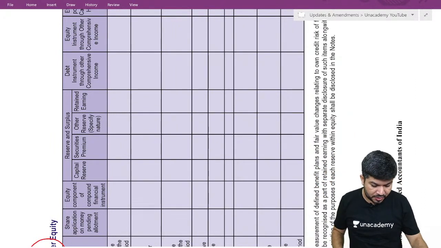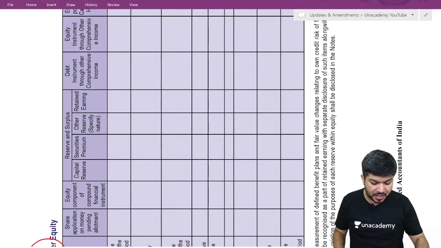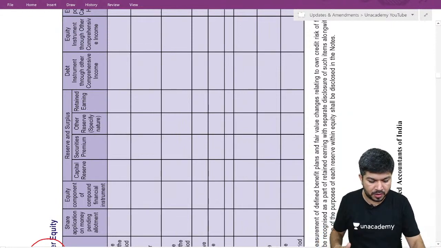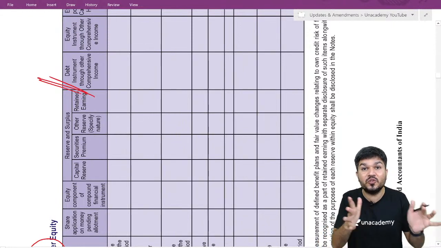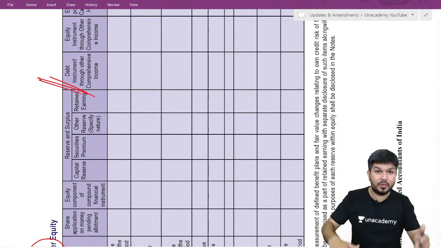Horizontal line, you have application money received pending allotment, equity component of compound financial instrument, your reserves and surplus, the name, and then the OCI wale parts. All the OCI wale parts, their accumulated balances. This is horizontal. Now I go to vertical.